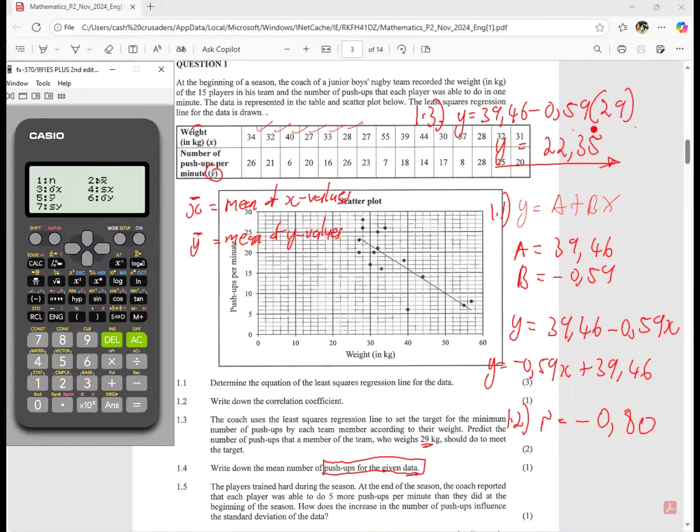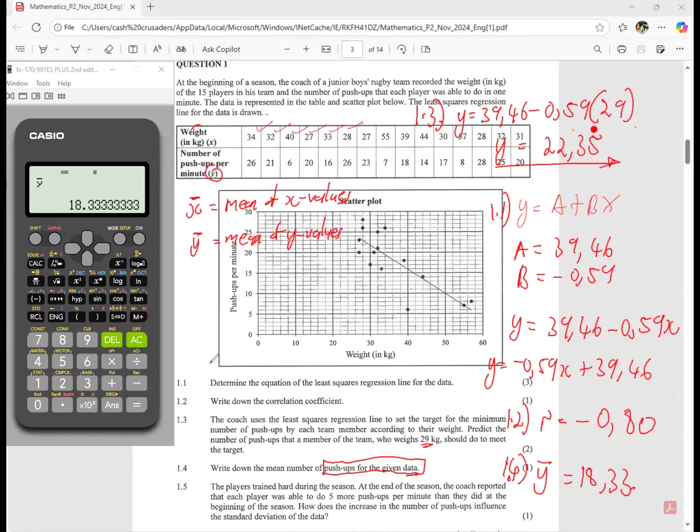Definitely not this one, because they're not looking for the mean of the weight. They're looking for the mean of the number of push-ups. So that means we go with a y bar, which is on 5. So we're going to say 5, and then is equals to what? So our answer for 1.4, we are going to say y bar is equals to what? 18.33, right? And that's it.